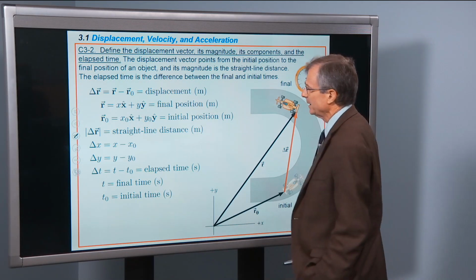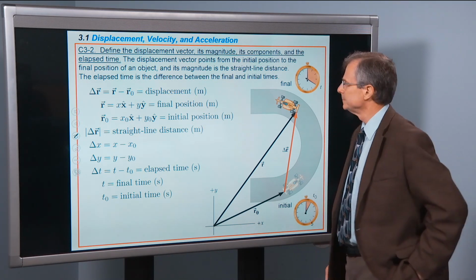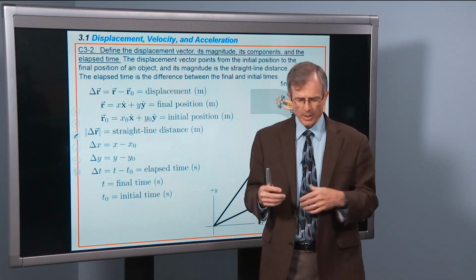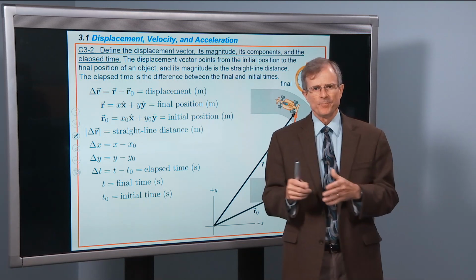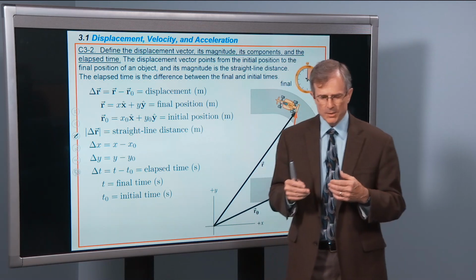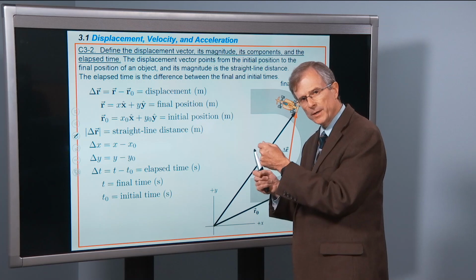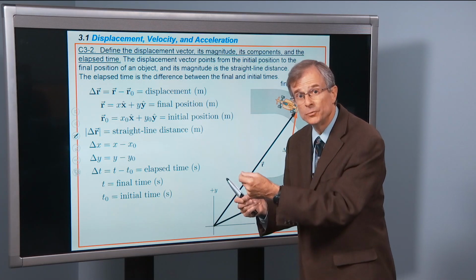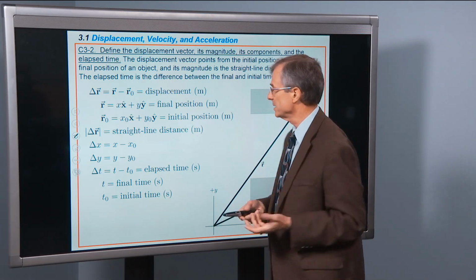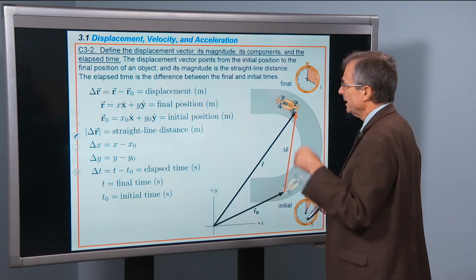Concept 3.2, define the displacement vector. And this one calls to mind not the position of an object, but about how much it's moved. If I've been displaced from my home, I've been moved from my home. And so we're not so concerned about exactly where it is, but where it's moved. So the displacement vector will become important as we define the velocity vector. So we want to define the displacement vector, its magnitude, its components, and the elapsed time.